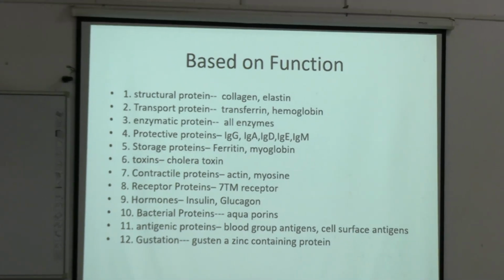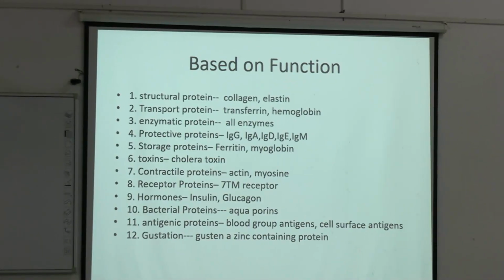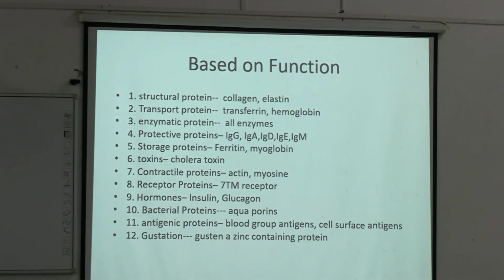Contractile protein: proteins which are found in the contractile section. Actin, all muscles are made up of actin or myosin, be it from beef, pork, goat, fish. Ultimately, we are eating actin and myosin.